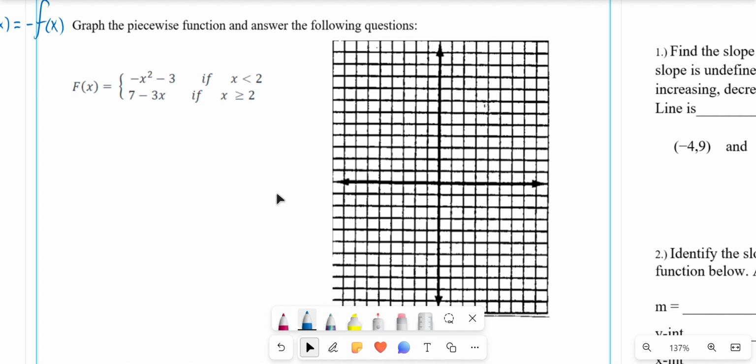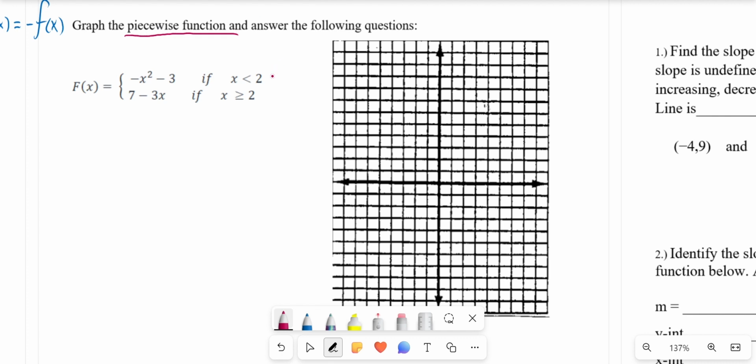Let's say that I have something that looks like this. This is called a piecewise function, and it gives you two different sets of rules. Notice it says if I have x less than 2, and then also if I have x greater than or equal to 2. So basically, you do this when this is true. So we could think about the domain as being cut into two pieces.